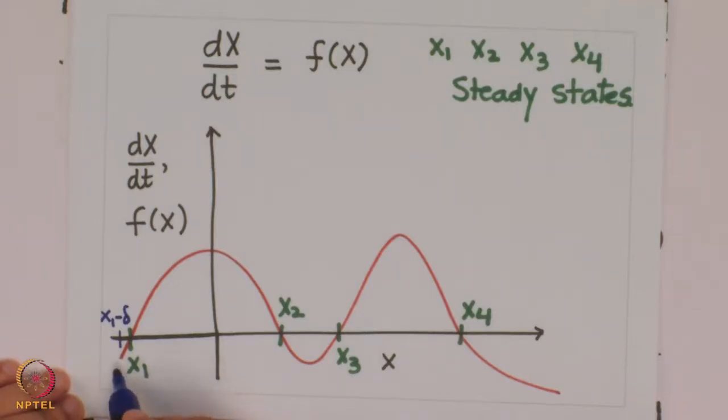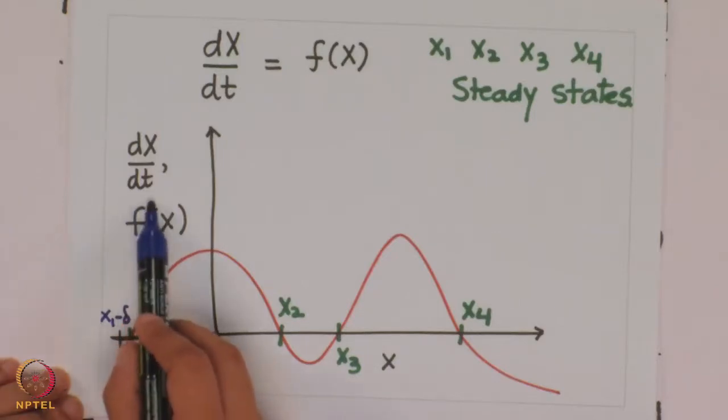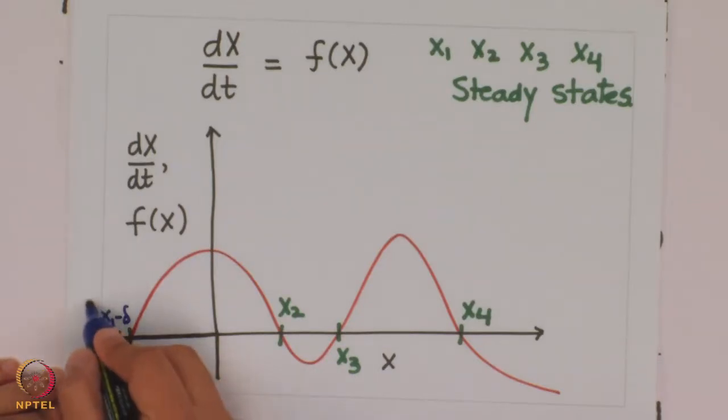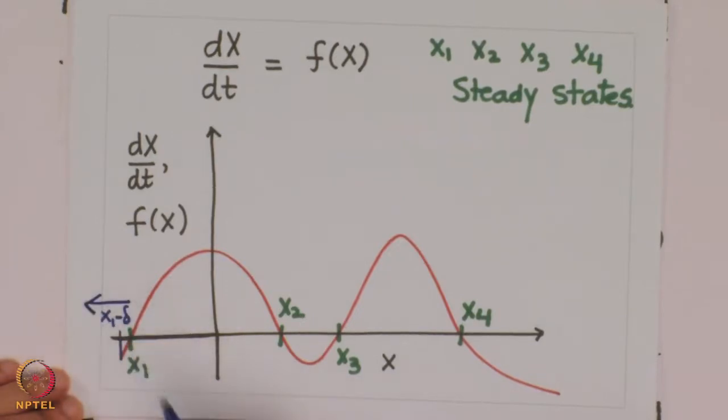Now again I want to look at the sign of dx by dt at this value x1 minus delta, and I can clearly see that at this value the sign of dx by dt is less than 0. If dx by dt is less than 0, it means as t increases x decreases, which means as I go forward in time from this point onwards, x moves in this direction. So you can see that the system is moving away from the steady state where we introduced the disturbance, and hence it seems to be unstable in this direction.